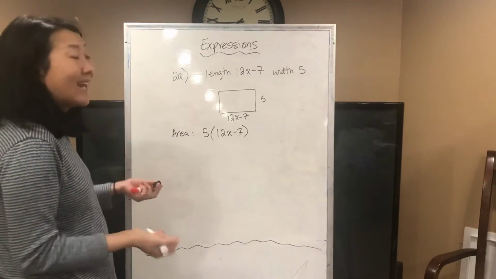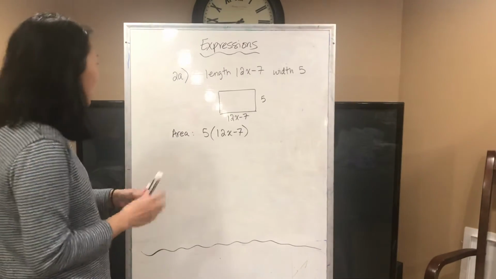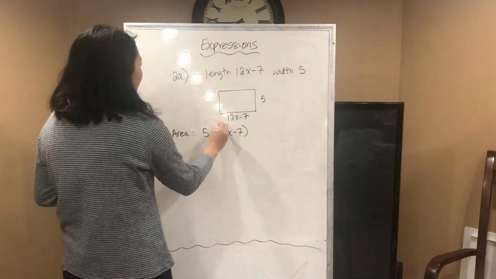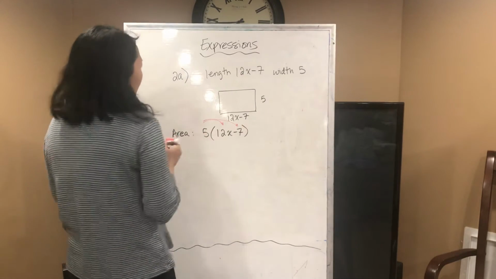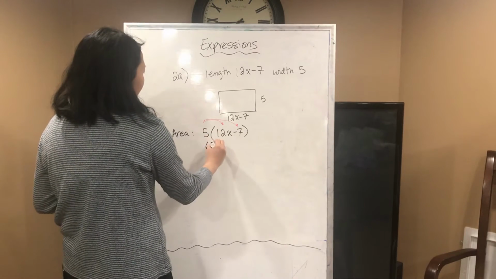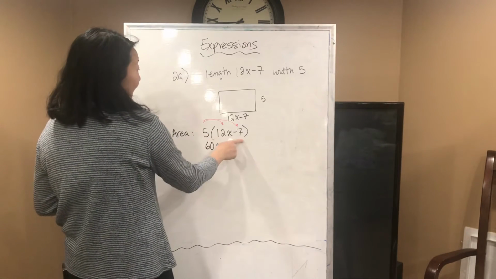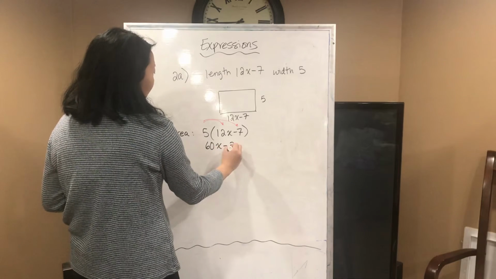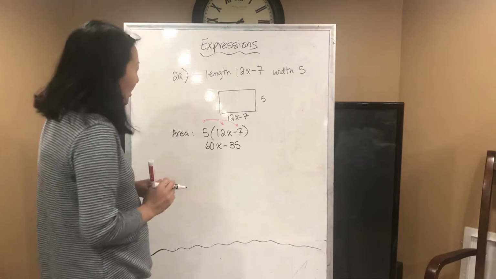And then, of course, I can simplify this expression. So I can use the distributive property, right? Multiply 5. So 5 times 12x would give me 60x. And then 5 times negative 7 would give me negative 35. And I can stop right here.